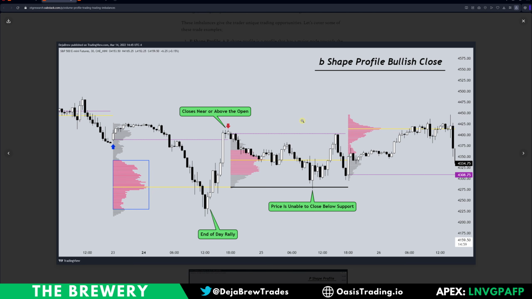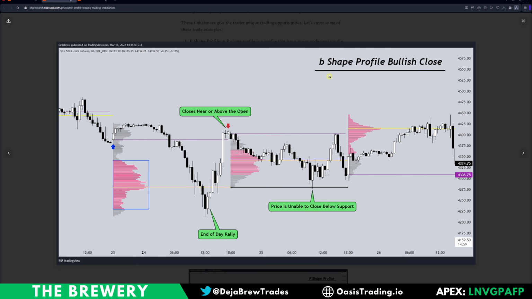So this would be a b-shaped profile closing bullishly. Just as the P-shaped profile can be trapped, and you can look at the P-shaped profile bearishly, you can do the same thing with a lowercase b. The lowercase b can also be seen as a bullish profile.